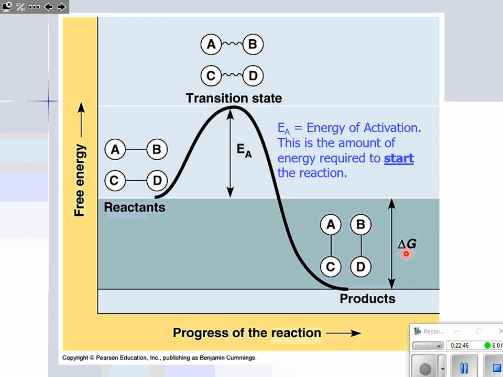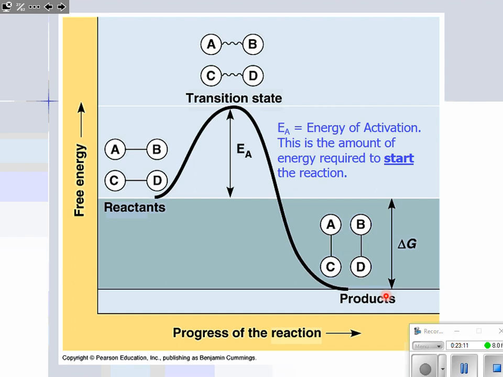But I want you to notice something. Even though it's exergonic, even though energy is being lost right here, and the graph is dipping down to show that energy is lost, at the beginning of the chemical reaction, we've got this hump that we have to get over. In other words, energy has to be put in sometimes in order to get the energy out.